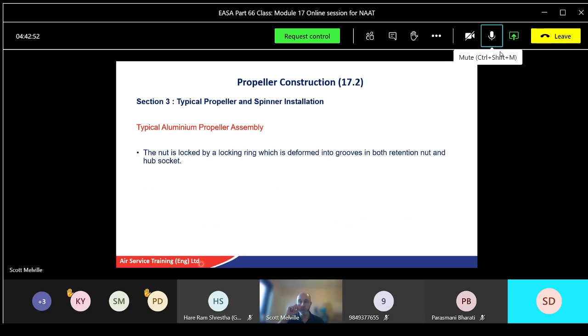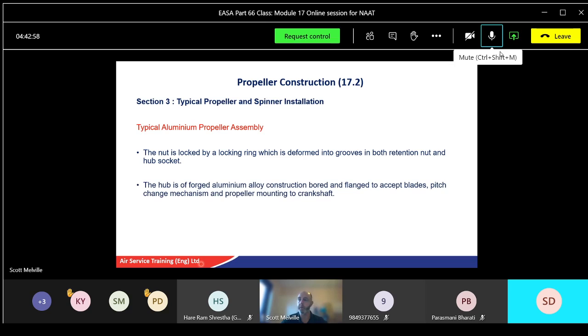The nut is locked by a lock ring, which is deformed at the grooves in both the retention nut and also the hub socket. Again, we'll see this as we go on. The hub is of forged aluminium alloy construction, and this sort of aluminium alloy is used for many different components, not just in piston and propeller aircraft, obviously, but various other types of components. Nice and lightweight and strong at the same time.